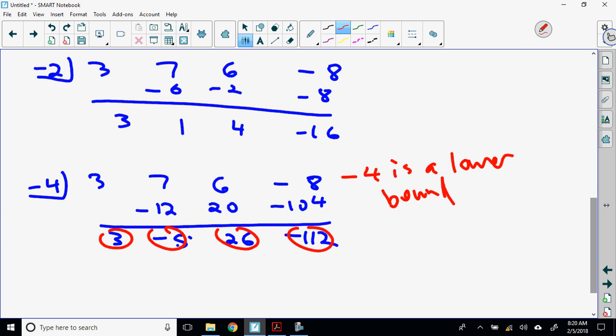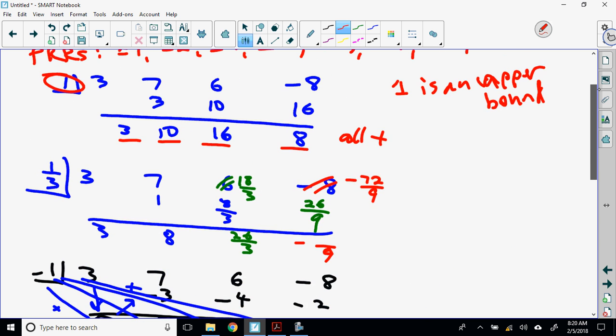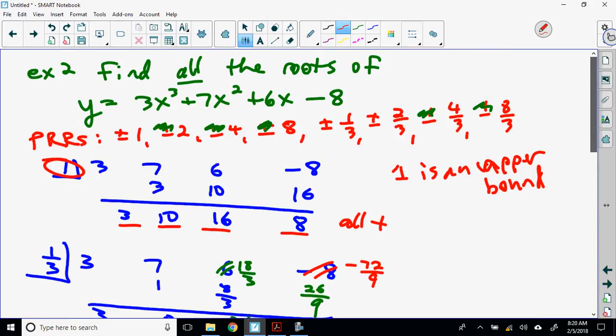So that means I'm not going to have to try -8 because it's not going to work. Plus or minus 4, we already tried both of them. They didn't work. We already tried -2. We already tried -1. We already tried positive a third. So there's really not much left to try. A half is an upper bound? Well, I don't even think it's in our list.